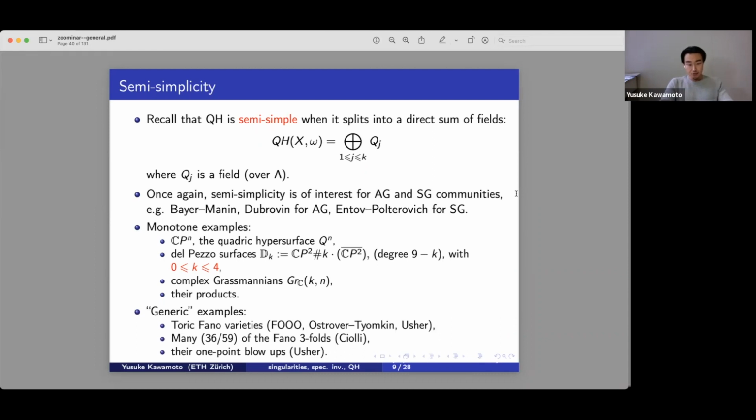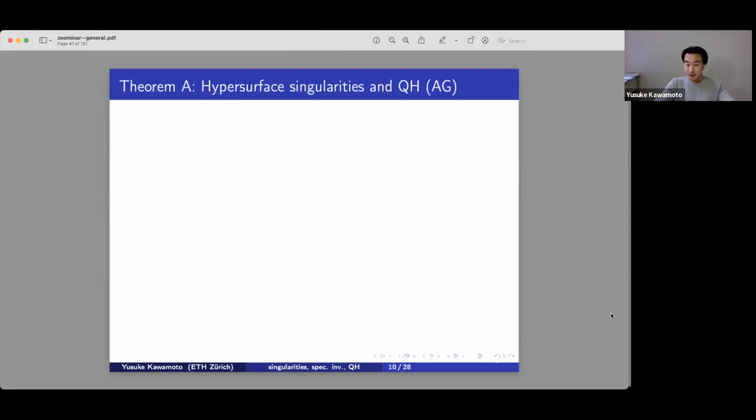If you don't confine yourself to monotone symplectic structures, then the toric Fano varieties, or many of the Fano threefolds, or a blow up of those manifolds, for a generic choice of symplectic structure, you get a semi-simple quantum cohomology. So you have nice examples like this.